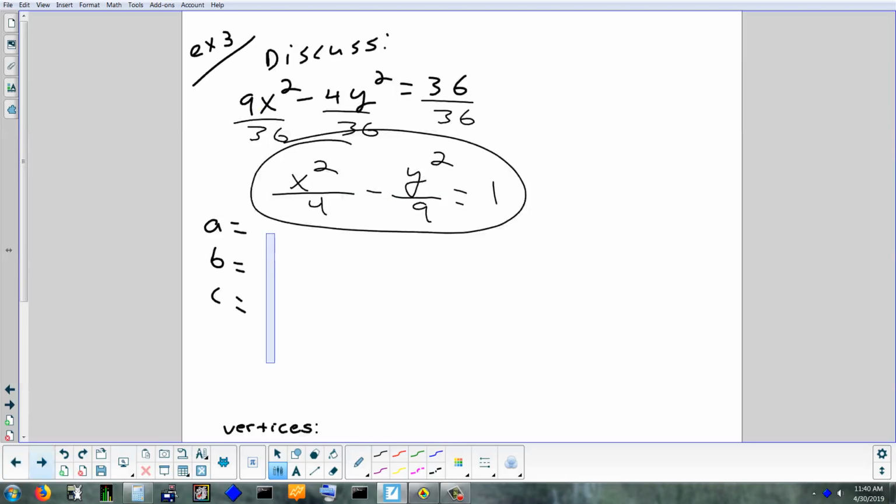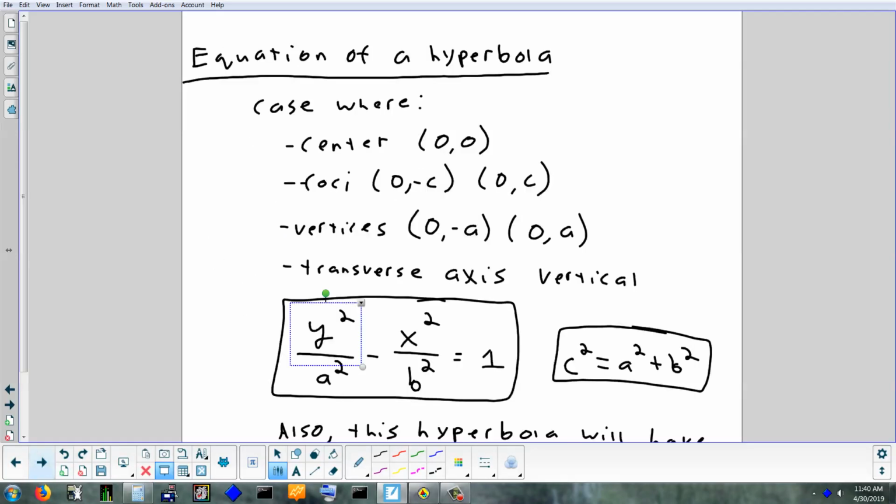Any questions on how you do A, B, C from here? It's exactly the same as the last one. Okay, so that's the only extra step in this one: divide by 36 first.